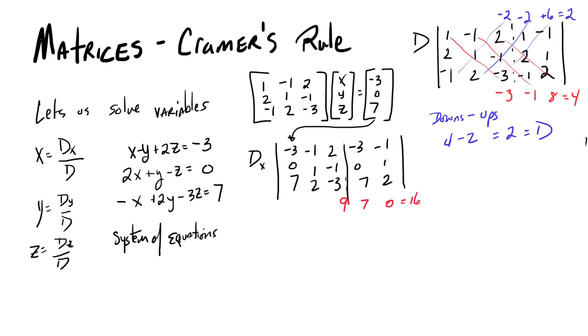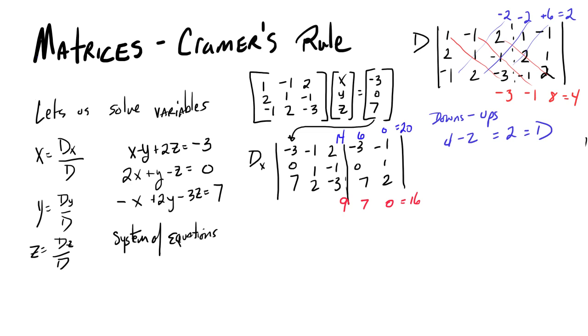Let's do the other one, the ups. 7, 1, and 2 is 14. 2, 1, and 3 is 6. Negative is +6. -1, 0, and a -3 is 0. Clean that up. We get 20.